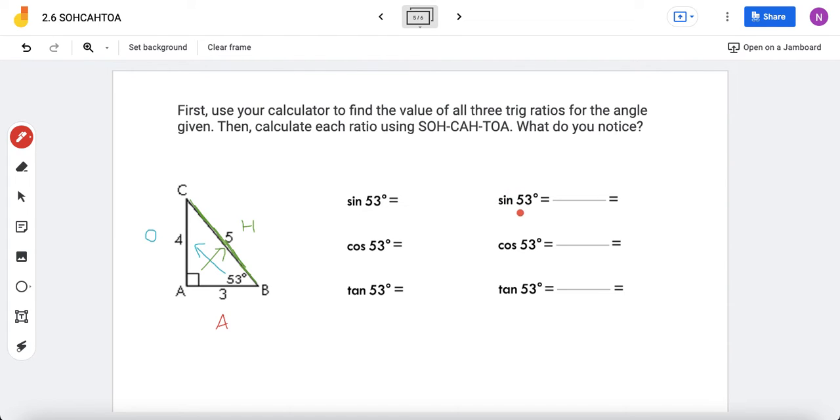So let's start. So sine of 53 degrees. So if you remember from SOH CAH TOA, sine is opposite divided by the hypotenuse. Well, we know the opposite side is 4, and the hypotenuse is 5. And 4 divided by 5, that's just 0.8.